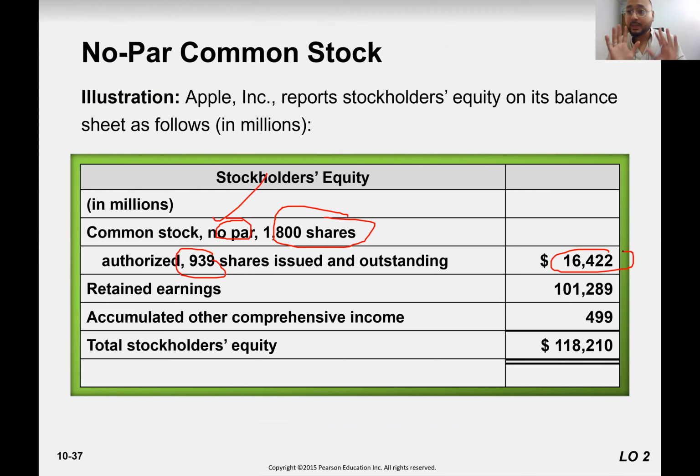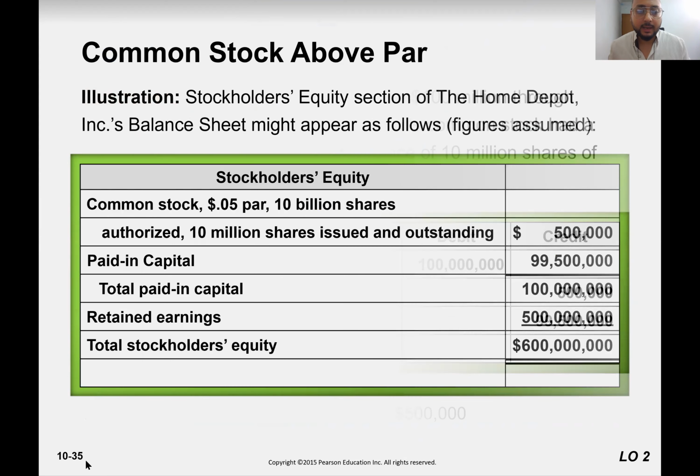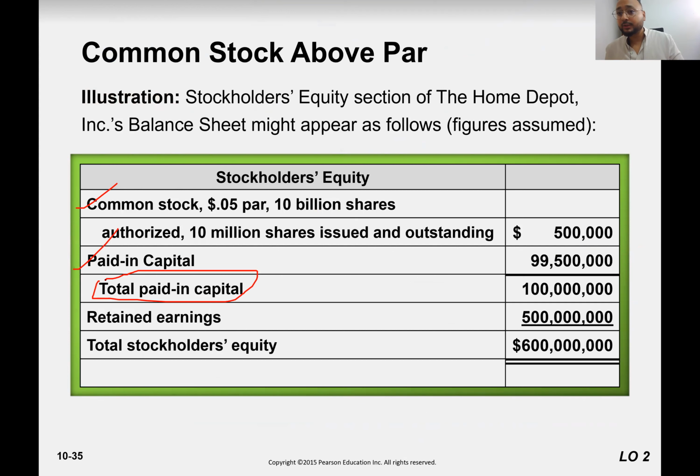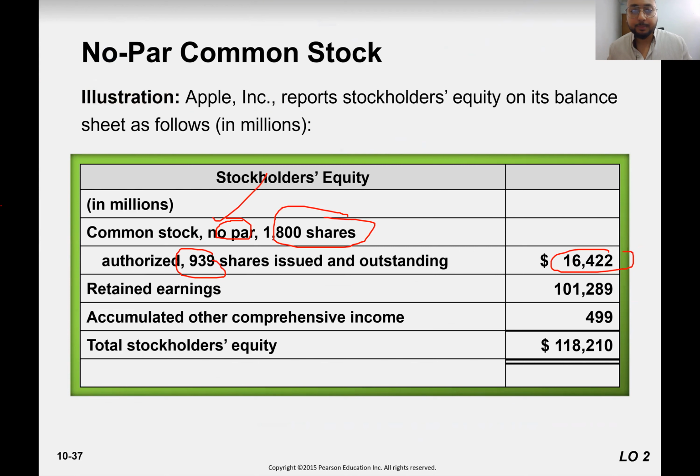In case the company issued above par, when par value is mentioned, then we have common stock plus paid in capital, then we have total paid in capital. Right? Here. But if the company issued the stock with no par, then there is no need for this account. So your common stock will be your total paid in capital. That's it. See, there is no paid in capital here.